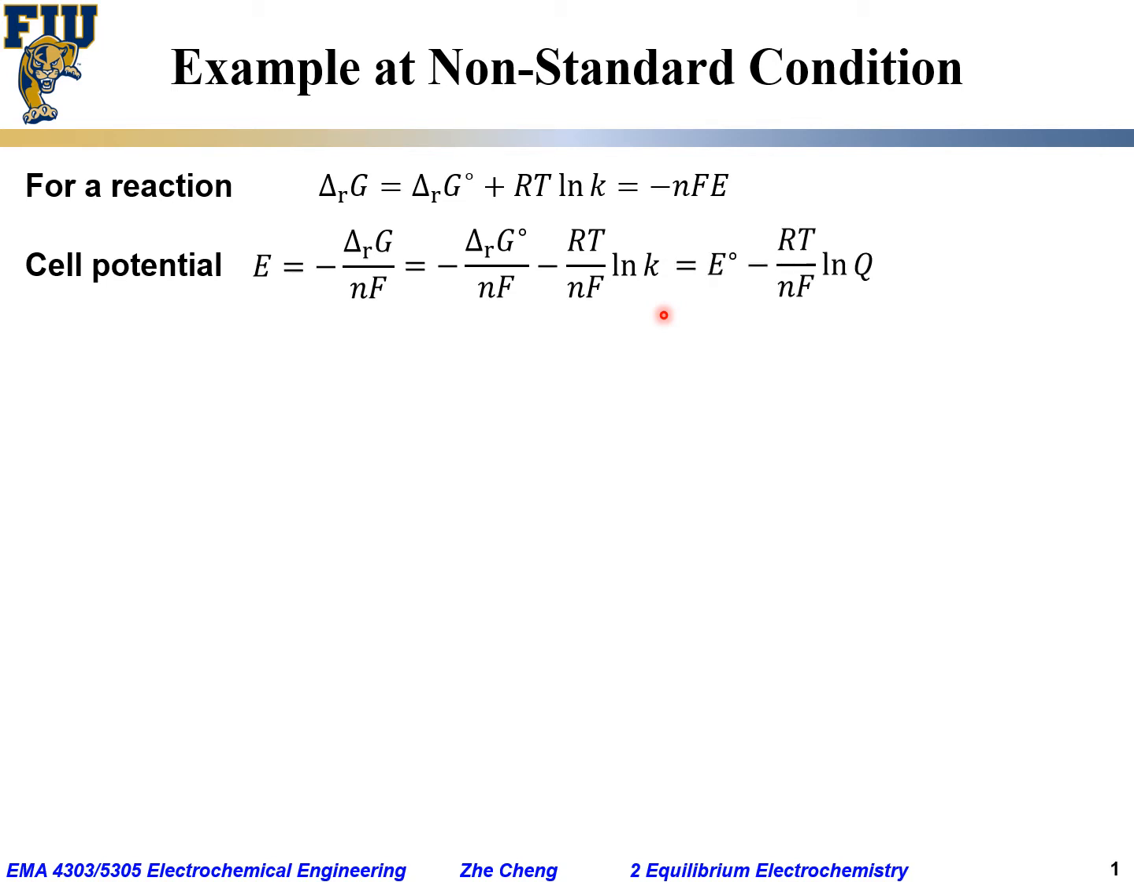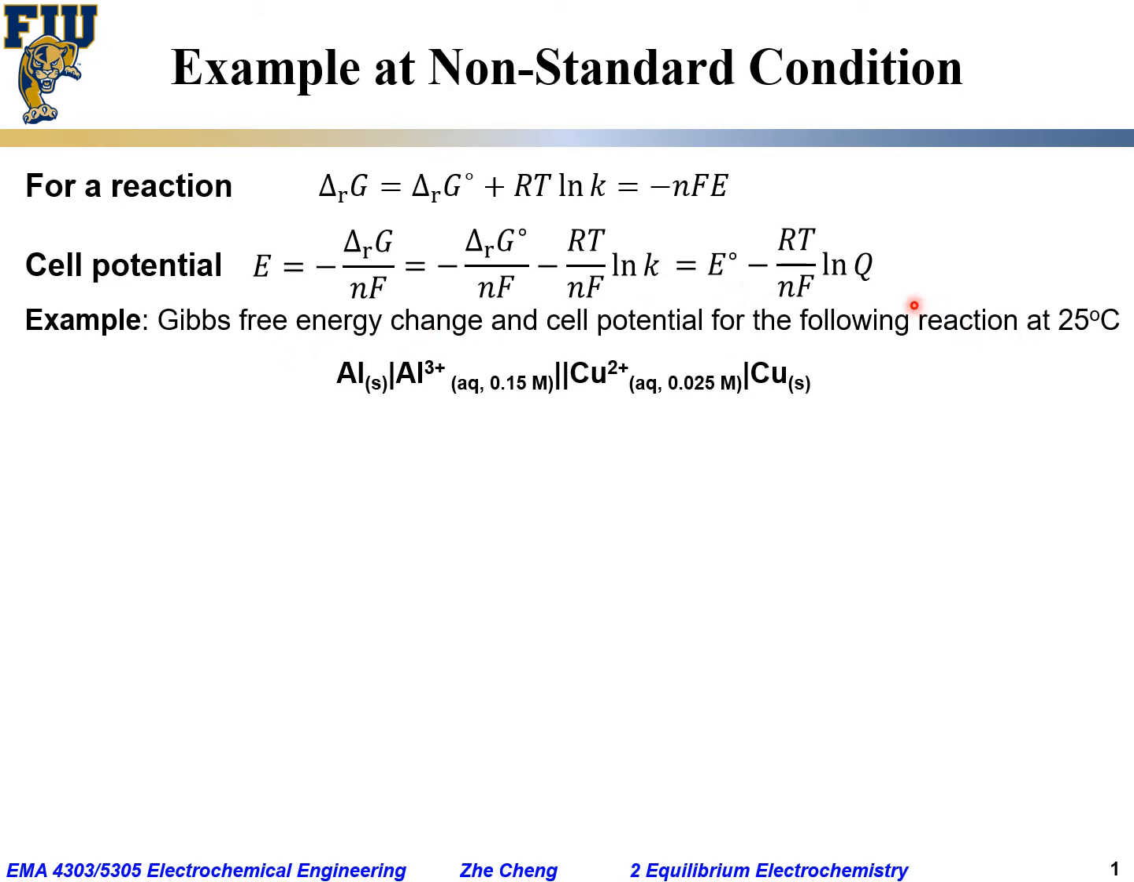Okay, and from earlier, the first term, minus ΔrG0 over nF, is just the so-called standard cell potential. So the reaction cell potential would be the standard cell potential and a term to correct for the concentration and pressure effect, which is RT over nF ln Q. Don't forget the minus sign here. Okay?